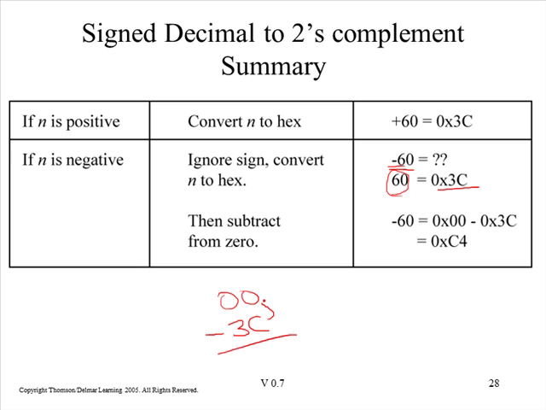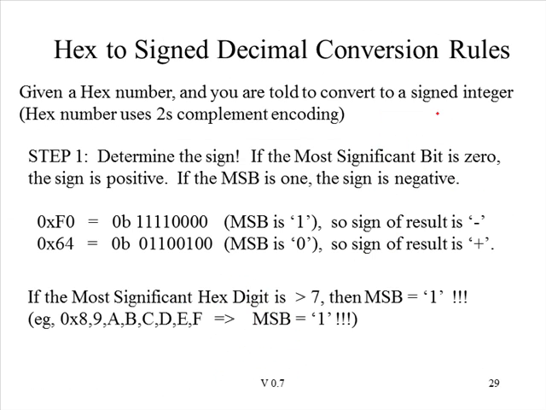Let's do the subtraction. C, we have to borrow here. That's going to leave that at F. That's going to borrow a 16 in there. C from 16, 12 from 16 is going to be 4. 3 from 15 is going to be 12, or C, and so the final answer will be C4 as the 2's complement representation of a minus 60.